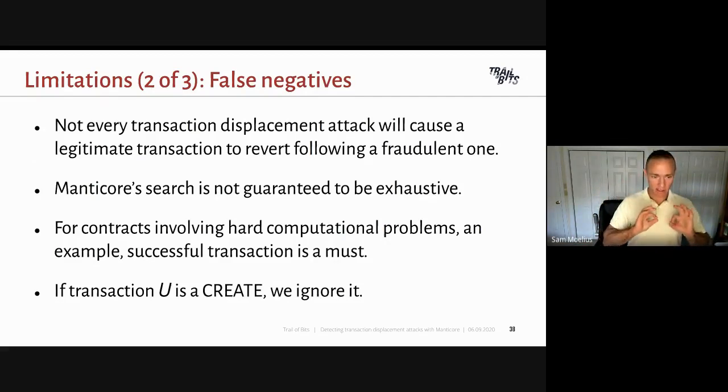And last but not least, for the specific case where the transaction U is a create, we ignore it. The reason for this is simply because we consider it unlikely that a contract is going to be susceptible to a transaction displacement attack in regard to a create in the real world. So this is a kind of informed decision that we make just to cut down the search space. Are creates susceptible to displacement attacks? Absolutely. But because we think they're unlikely to occur in practice, we just punt on that one.